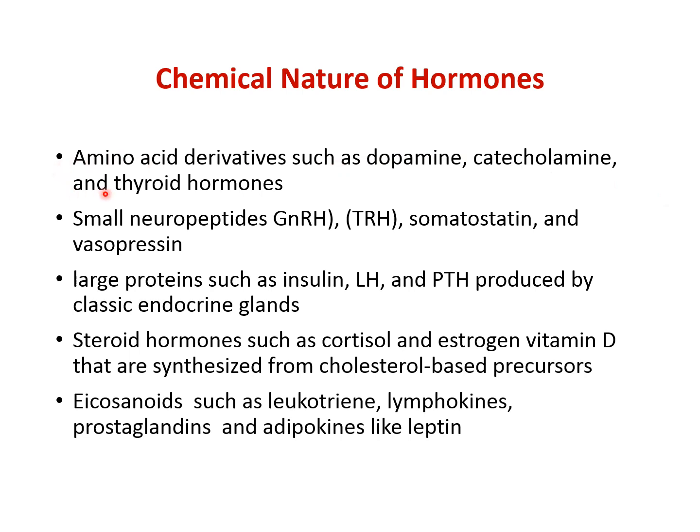And in this slide here, you have different types of hormones: amino acid derivatives like dopamine, catecholamine, thyroid hormones; small peptides, GnRH, TRH, somatostatin; large protein hormones like insulin, PTH, growth hormones; steroid hormones such as cortisol, estrogens, androgens, vitamin D; eicosanoid hormones include leukotrienes, lymphokines, and prostaglandins, as well as leptin.